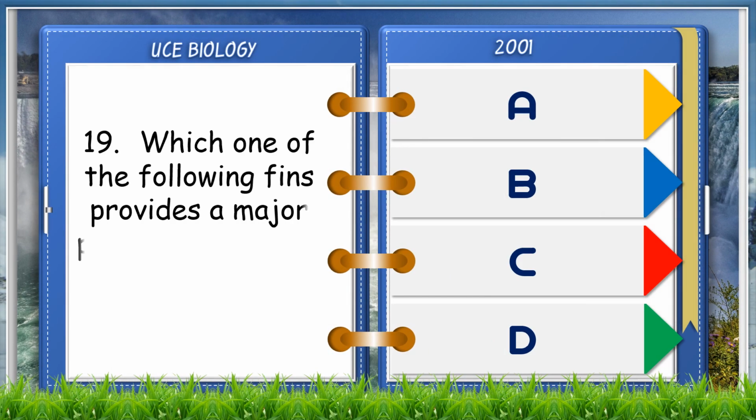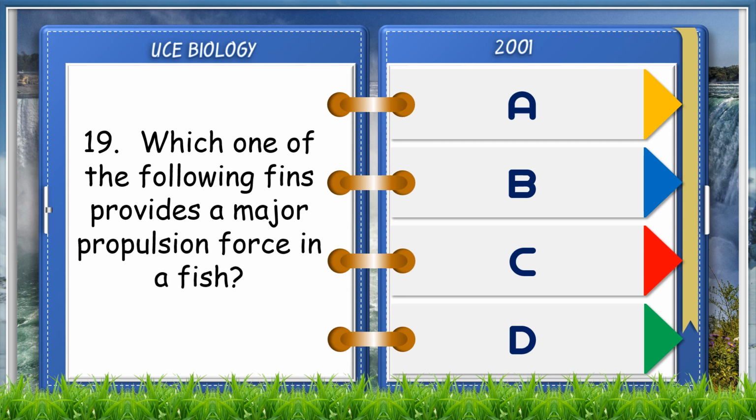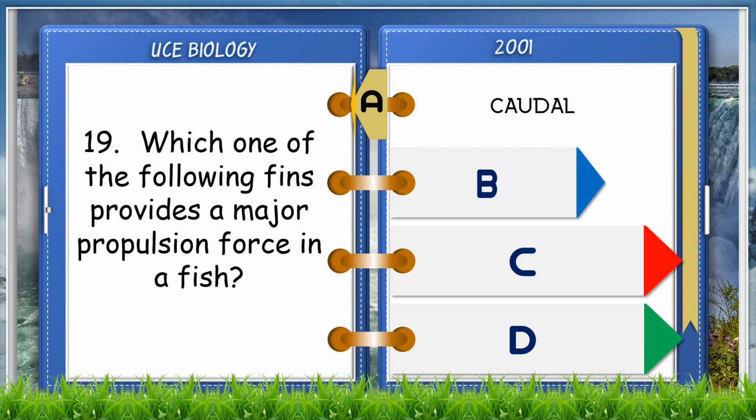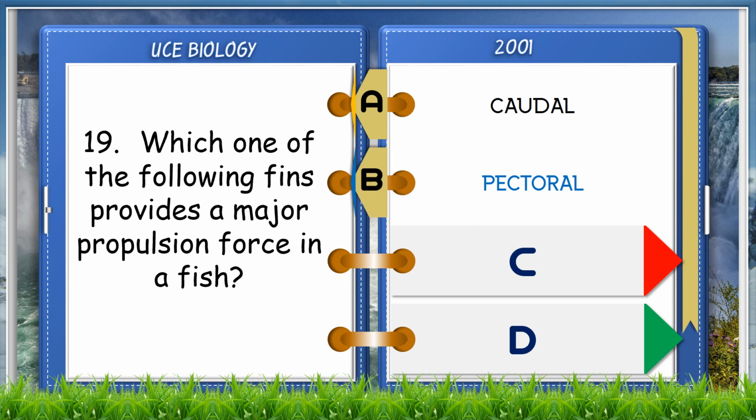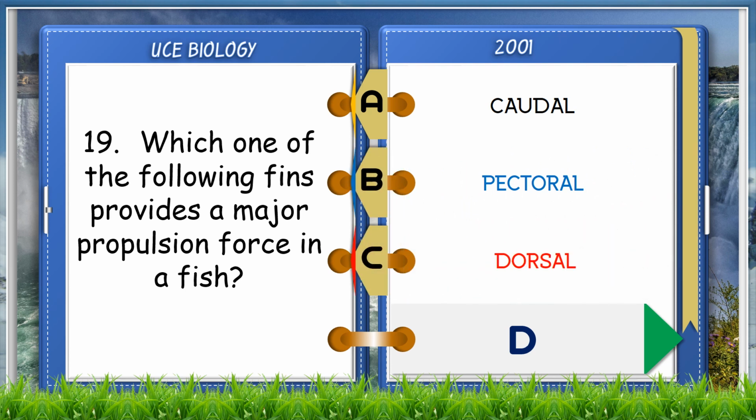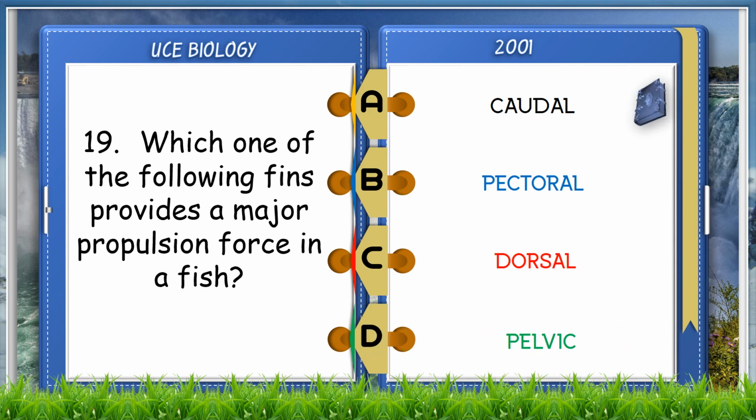Which one of the following provides a major propulsion force in a fish? A. Caudal. B. Pectoral. C. Dorsal. D. Pelvic. The answer is A. Caudal fin.